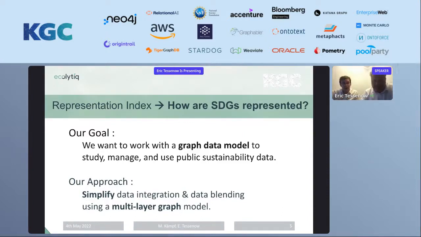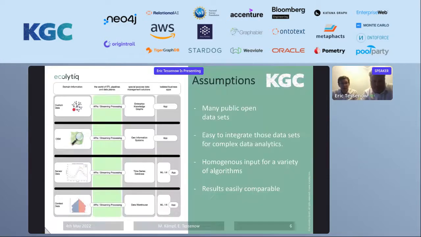Let's have a look at the available data sets illustrated on the left. We look at customer data, OpenStreetMap data, real-time and sensor data, and other context data. Initially, we assumed that many public open data sets are available and that it's easy to integrate all of these open data assets for complex data analytics. We expected that integrated data provides a homogeneous input for a variety of algorithms. The result should be that we are able to easily compare.